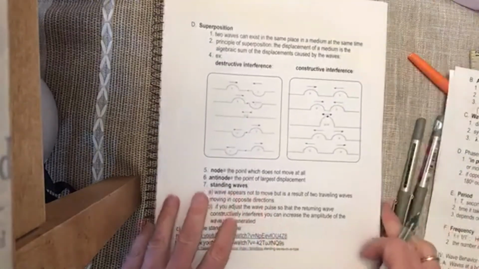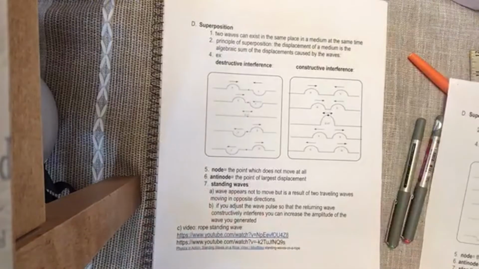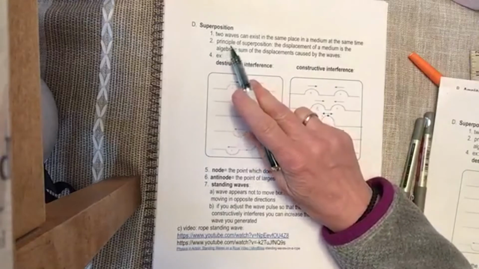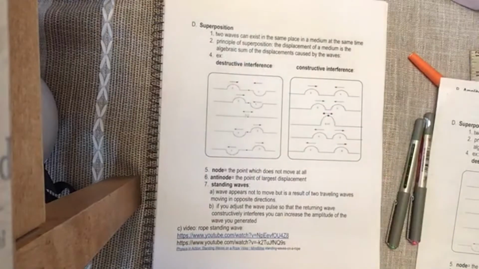Last page here. All right. Other things that can happen. Superposition, kind of shown on that last page. Two waves can exist in the same place in a medium at the same time. And we can have a principle of superposition.